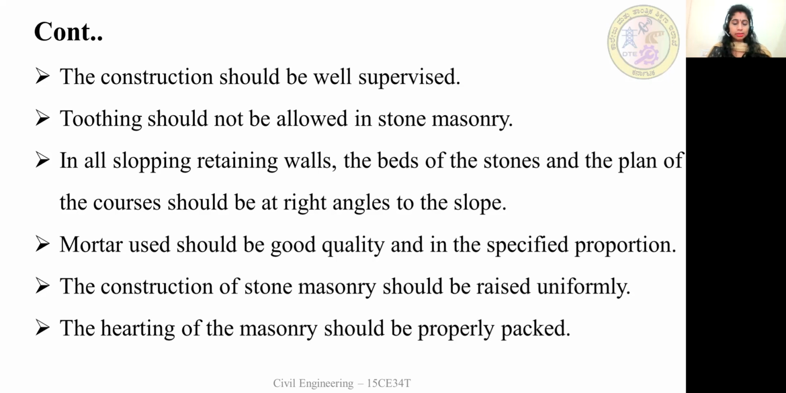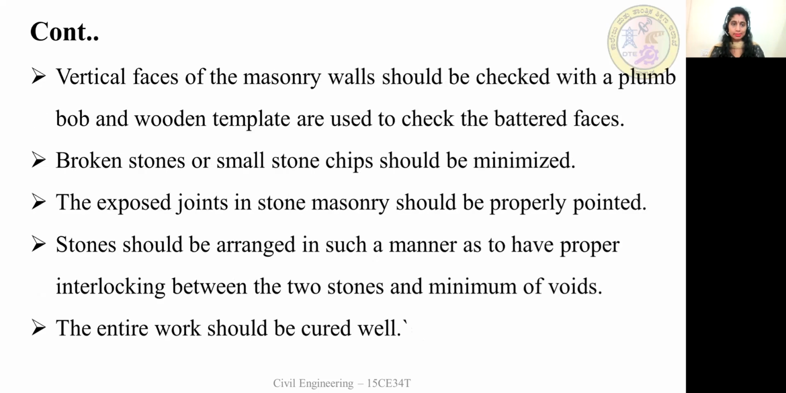Next, the hearting of the masonry should be properly packed with the mortar and chips if necessary, to avoid any hollows or very thick mortar joints. So in the hearting, we use proper stone chips and fill the spaces in between. Okay, and vertical faces of the masonry wall should be checked with a plumb bob, and wooden templates are used to check the batter spaces.